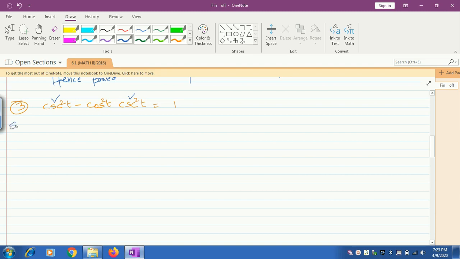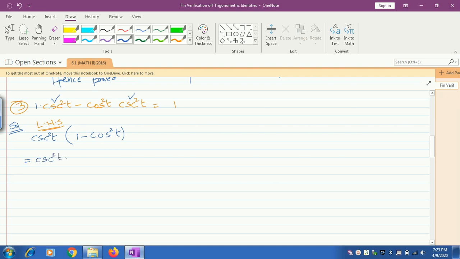The t is a variable. It may be x, theta, or t, whatever be the value, right? So I will take cosec square t outside as a common factor. Now what is remaining? If you take it outside, the remaining is 1 minus cosine square t. So we have taken here the LHS, the left hand side.